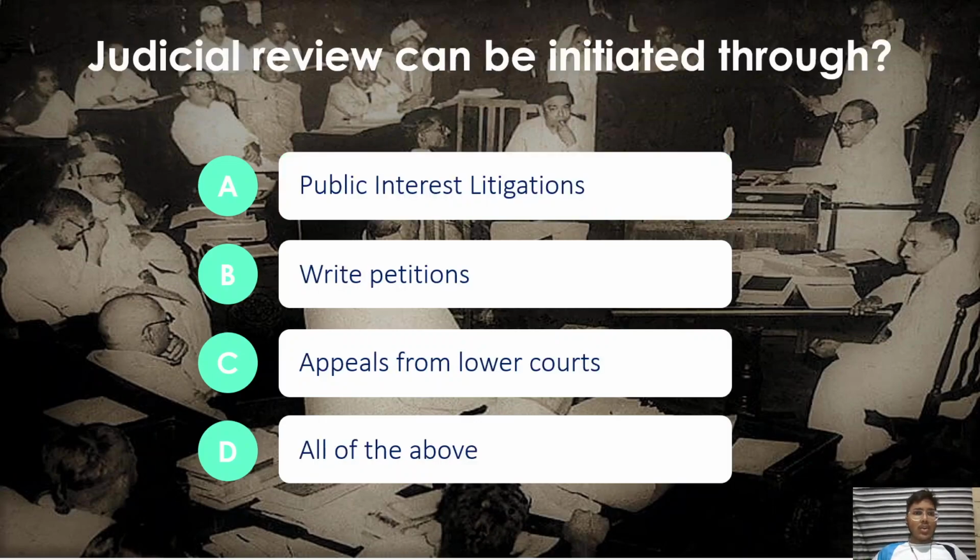The next question is: judicial review can be initiated through option A public interest litigations, option B writ petitions, option C appeal from lower courts, or option D all of the above. The answer is all of the above, my friends.